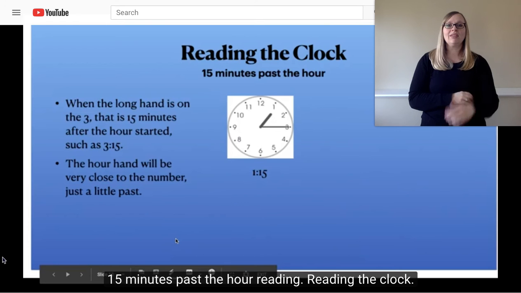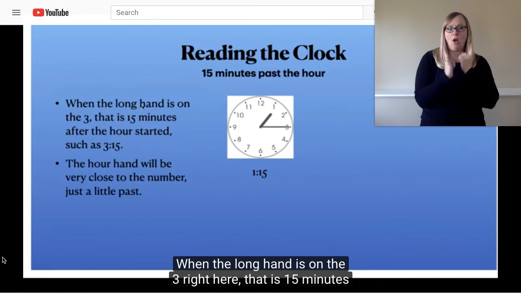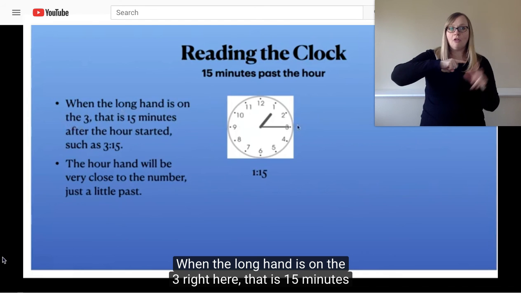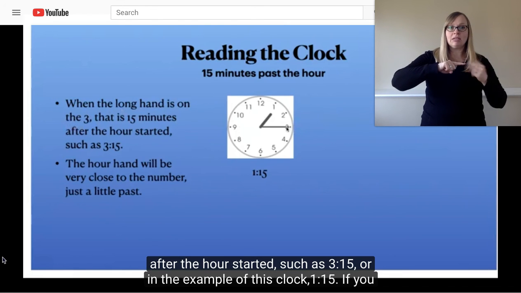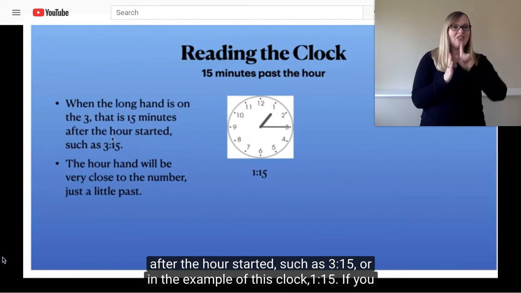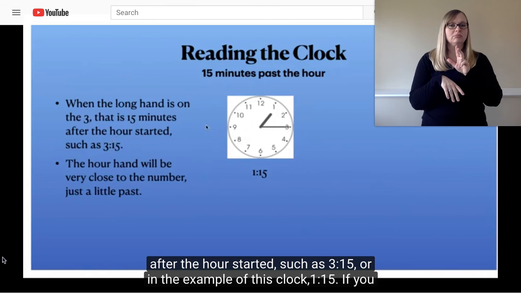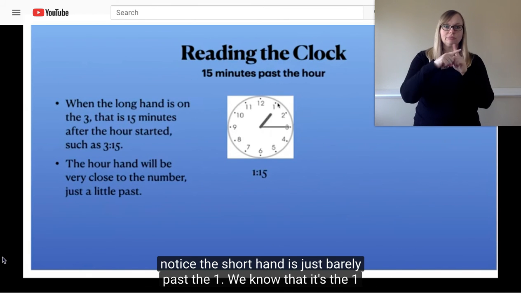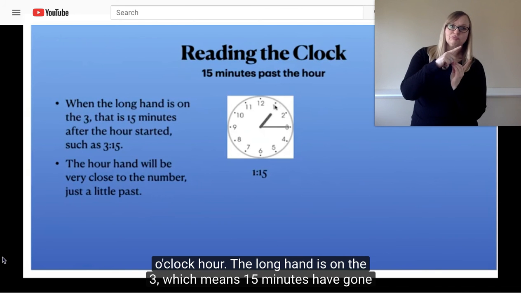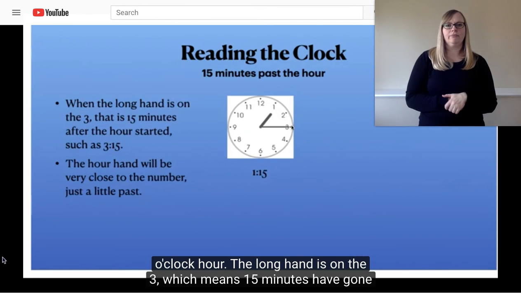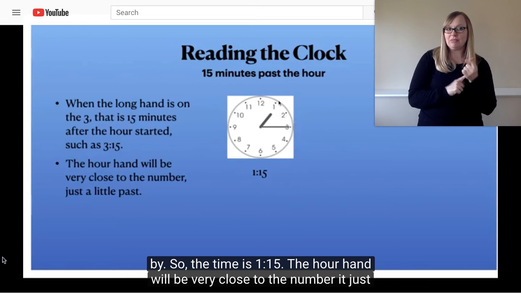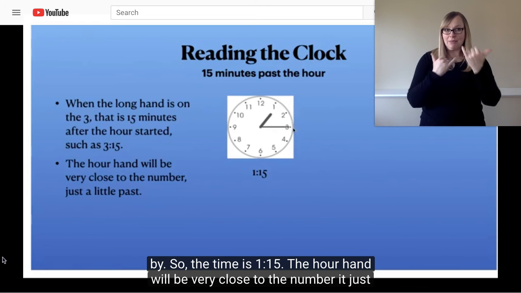15 minutes past the hour, reading the clock. When the long hand is on the 3, right here, that is 15 minutes after the hour started, such as 3:15, or in the example of this clock, 1:15. If you notice, the short hand is just barely past the 1. We know that it's the 1 o'clock hour. The long hand is on the 3, which means 15 minutes have gone by. So the time is 1:15.